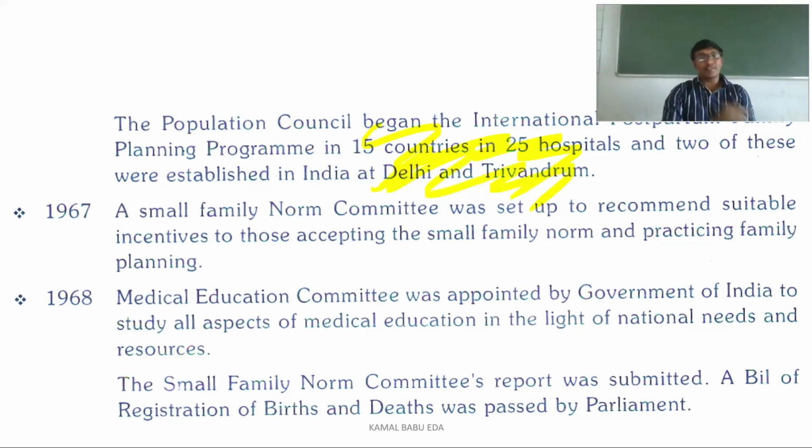And in the year 1967, the small family norm committee was set up, mainly to recommend suitable incentives to those who accept the small family norm and participate in family planning. And in the year 1968, the medical education committee was appointed by the government of India to study all aspects of medical education in the light of needs and resources. In 1967 they set up the small family norm committee, and in 1968 they gave the report. In the same year, they passed a bill regarding the registration of births and deaths, which was passed in the parliament and legalized in 1968.